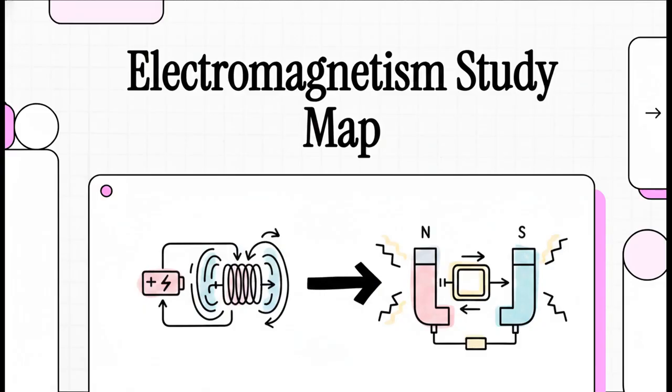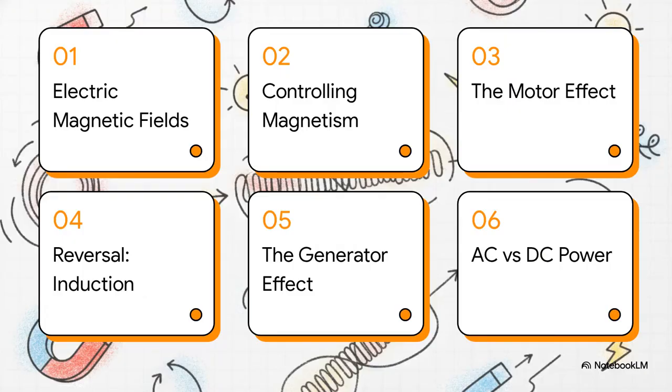Let's get started. Here is our roadmap for today's session. First, we'll see how electricity creates magnetic fields, and then how we can control them. Third, we'll harness the motor effect. Then we hit the great reversal, induction, followed by powering the generator effect, and we will wrap it all up with an epic showdown between AC and DC power.